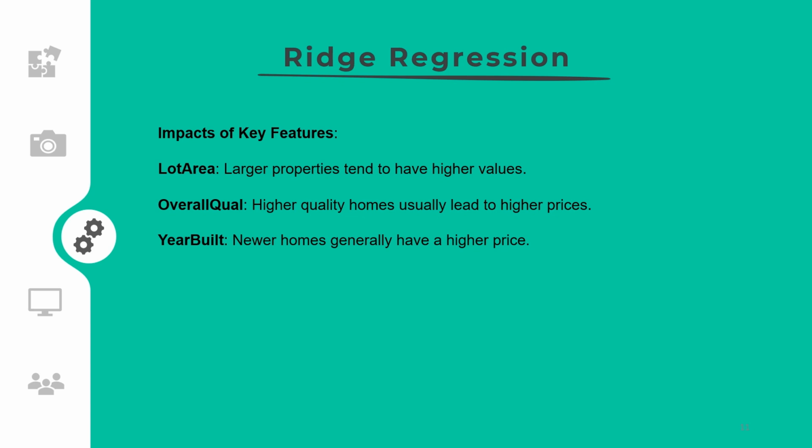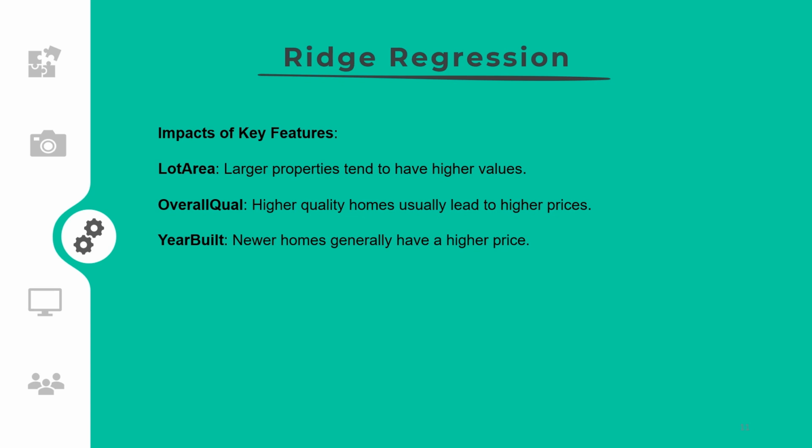And now let us see some key features which have large impacts. The first one is lot area. Larger lot area is generally correlated with high house prices. Ridge regression helps to quantify this relationship while avoiding overfitting to noise in the data. And the next one is overall quality. The overall quality of the house is a significant predictor of its price. Higher quality houses generally command higher prices, and ridge helps capture the relationship without overemphasizing less important features.